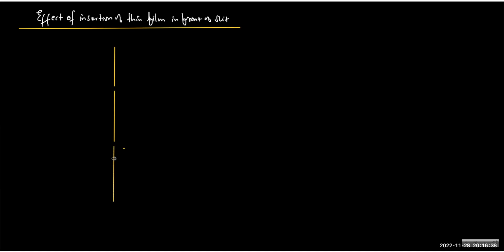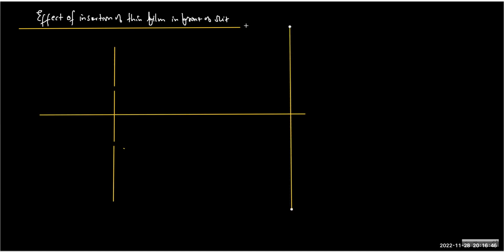And we'll continue in putting the thin film in both the slits and we'll see the changes. So now I'll go back to my regular YDSE again. And we insert a thin film. Let me insert it here. This is just for demonstration. It is as thin as you cannot imagine. This is called thickness, we call it T. And the refractive index we call mu.